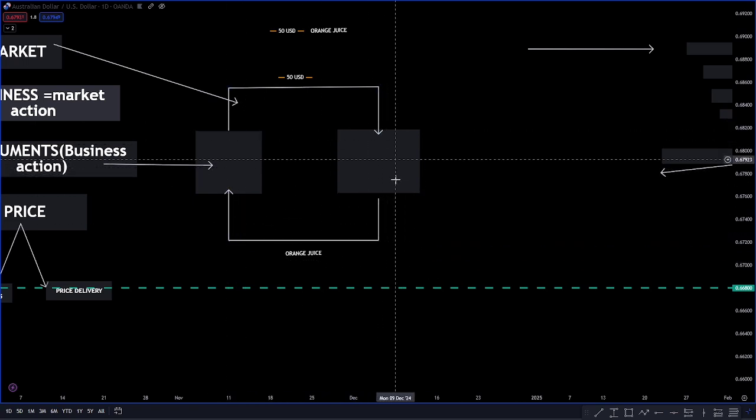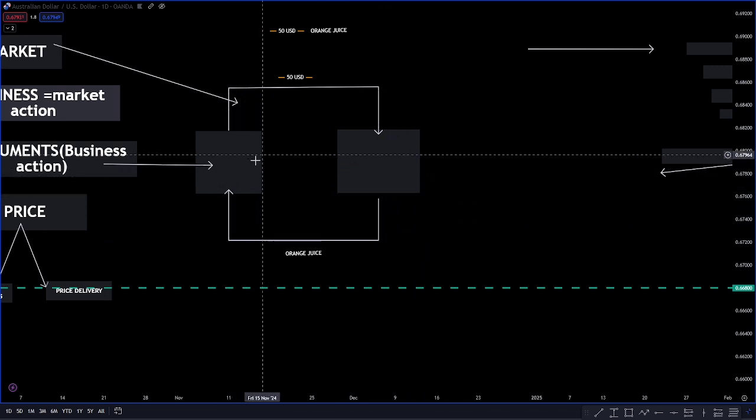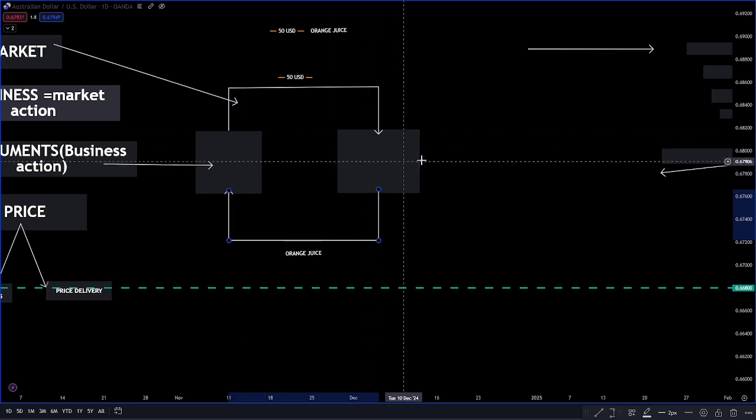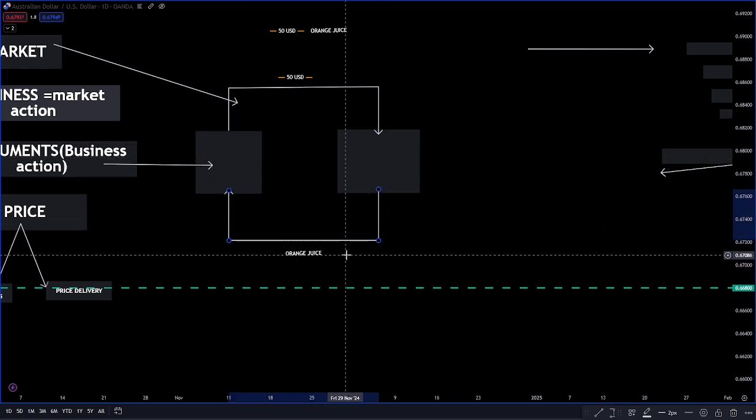Oh, there are more buyers, there are more sellers. No, bro. There is a reason why these people are selling. There is a reason why these people are buying. Now that we know why these people are buying, let's know why these people would be selling the orange juice despite its scarcity.